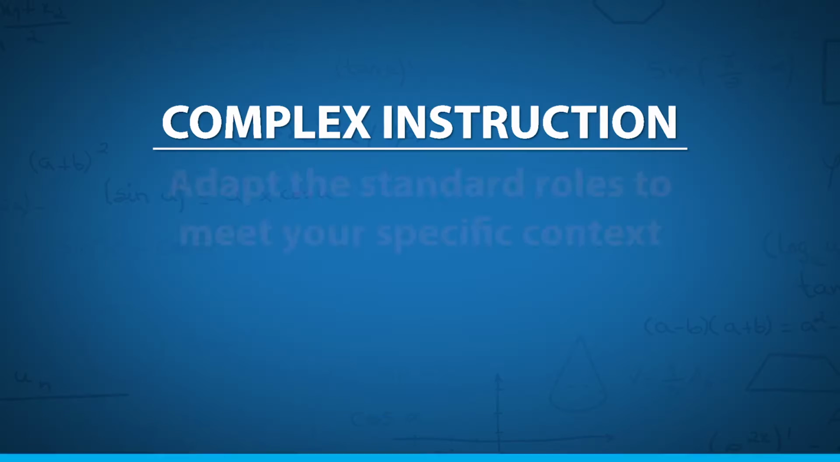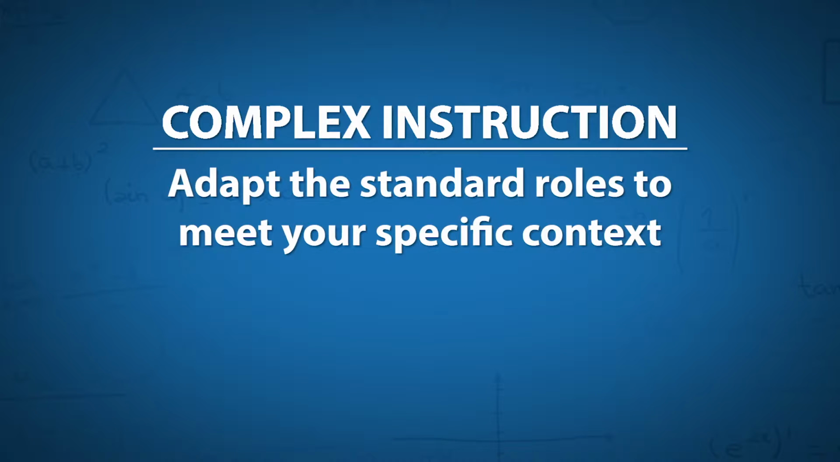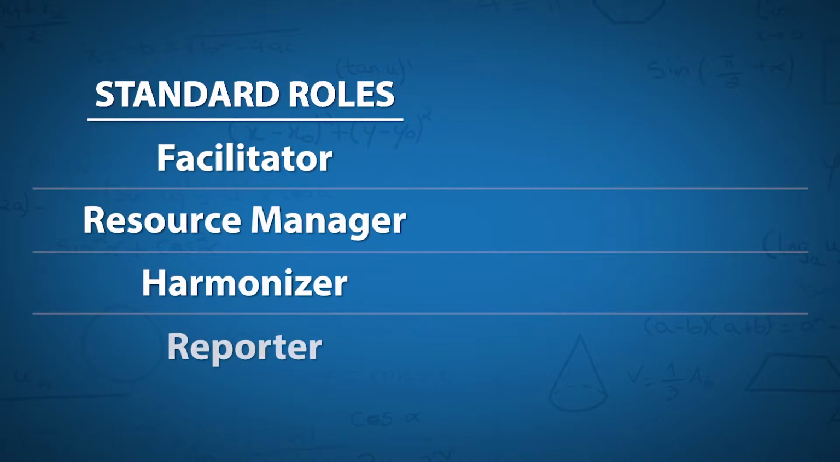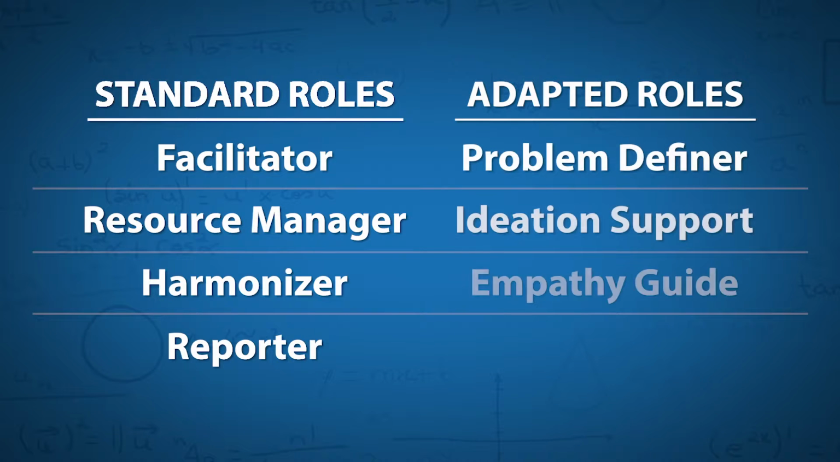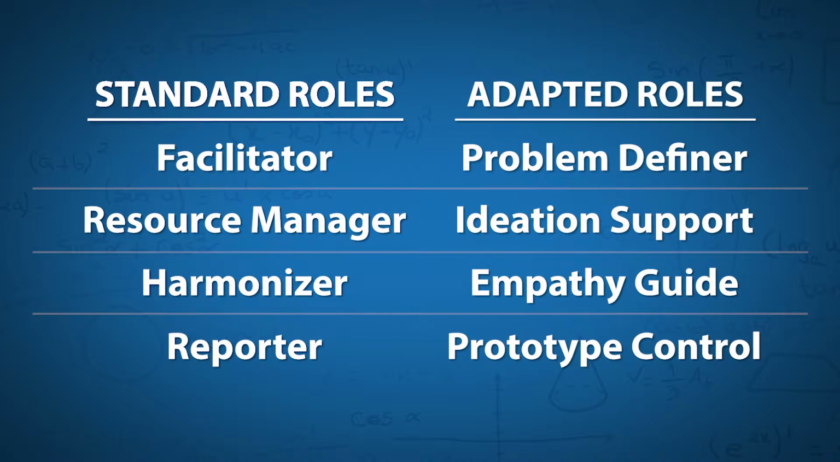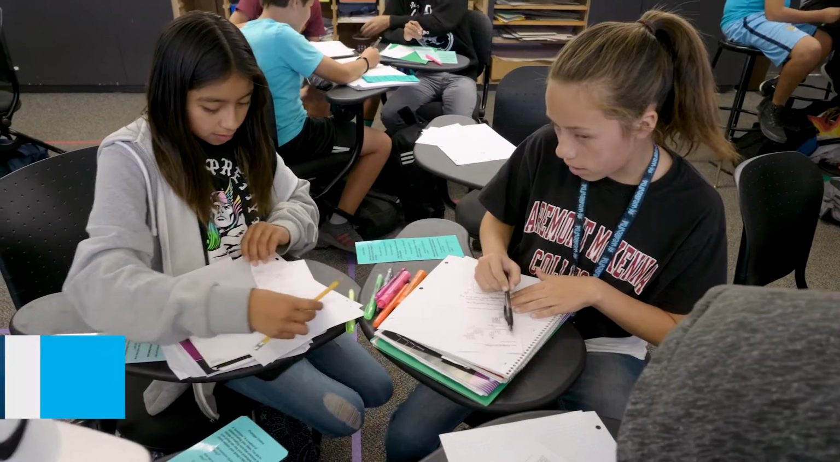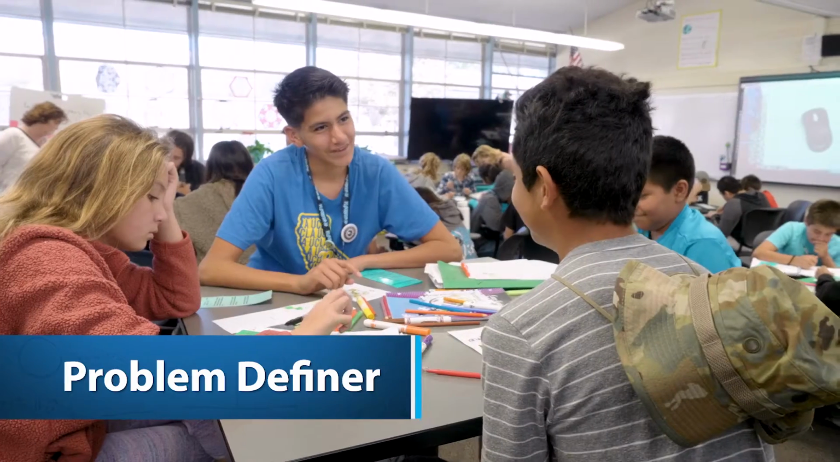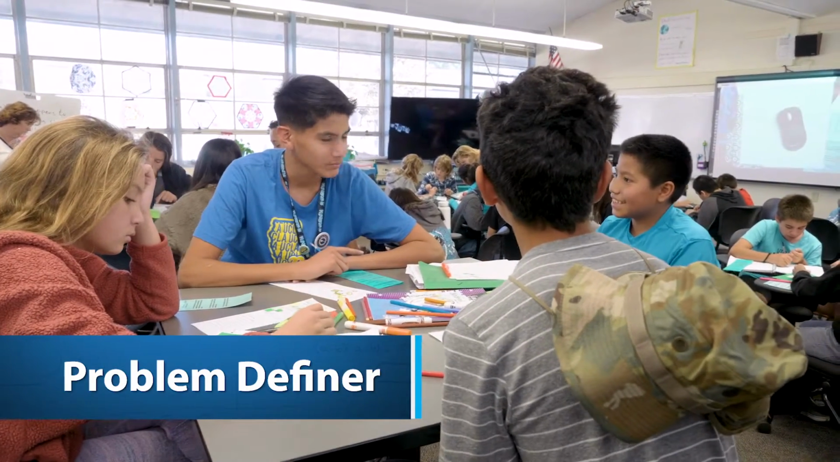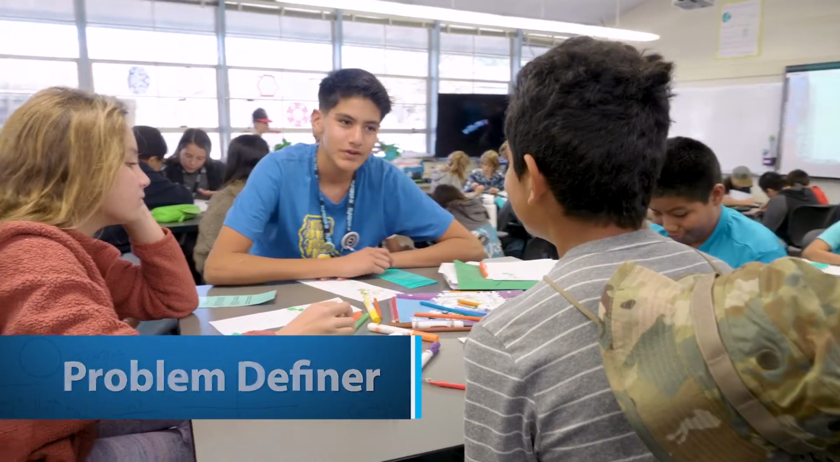When I started doing complex instruction, which was probably about 5 or 6 years ago, I used group roles that I got from a book, adapted them slightly, and I continued with those. The purpose of the roles is very similar to what they are in standard complex instruction. We've just changed the language and the titles of the role to fit with some of the special things that our school does. We have the role of problem definer, and they're in charge of making sure that things go smoothly in the group, that everybody stays on task.